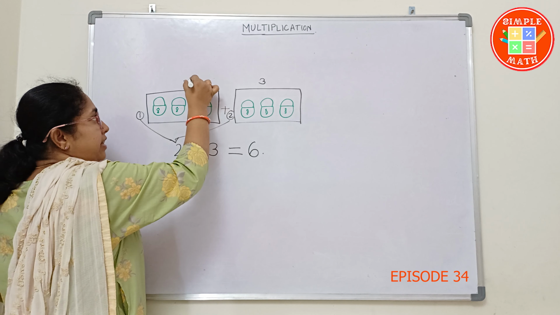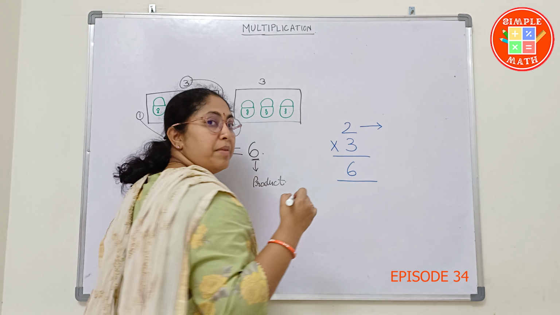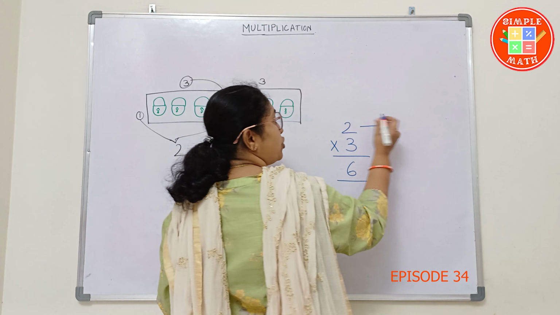Okay. Here, this one I am arranging column-wise. I am arranging these numbers as a column. Here we call these the terms of multiplication. We'll see what the terms in multiplication are. This 2 is called multiplicand. What is this number on the top? It is called multiplicand and the second number is called multiplier.